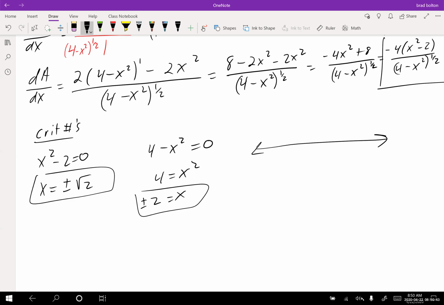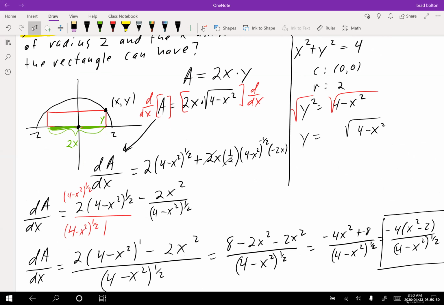So here's the thing. Could x ever actually be plus or minus 2? So let's go up to our picture. You're telling me that if x is 2, that means it would be right here. That's where you would put your rectangle. Well, how tall would it be if that's where it touches the circle? It would have a height of 0. So that doesn't even make sense, because obviously that wouldn't be the maximum area, because it would have no area. So we're not going to do that.